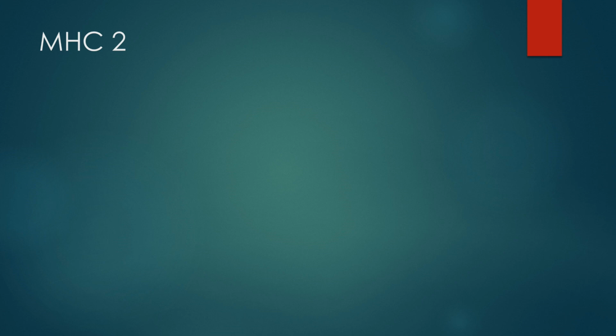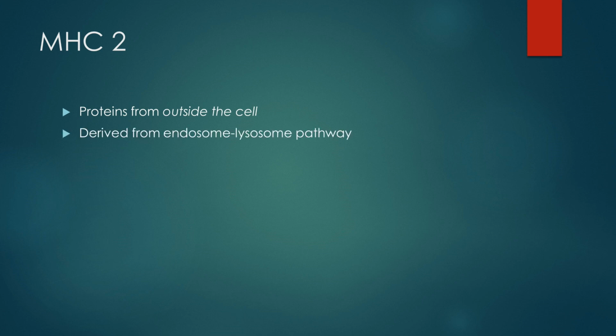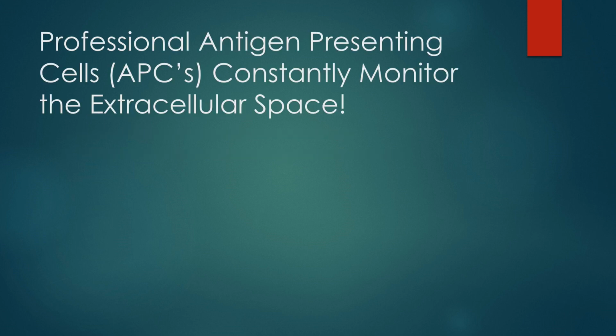This pathway differs from the MHC Class 1 pathway in that protein fragments are derived from proteins degraded in the endosome-lysosome pathway. Because of this, the MHC Class 2 receptors are located on cells that regularly phagocytose pathogens. These are called professional antigen presenting cells, or APCs for short.